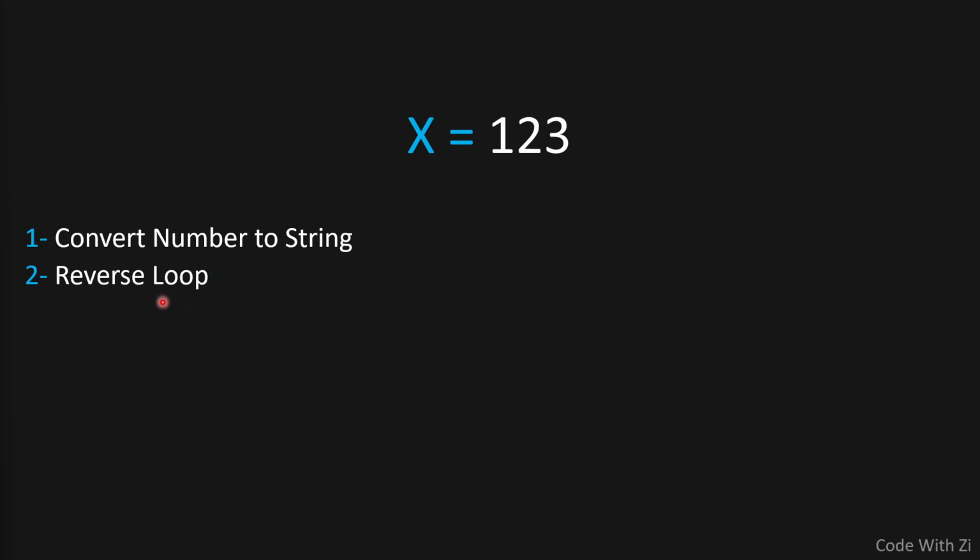We're going to store whatever we loop through in a variable called result, and then we're going to return this result as our answer. But we have to make sure to turn this result into a number again at the end, because in the beginning we turned it into a string.